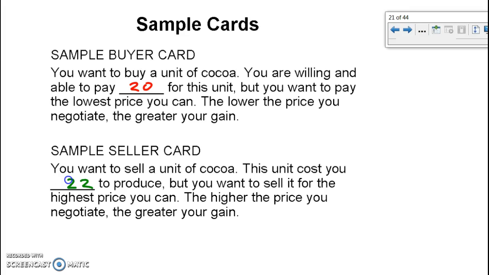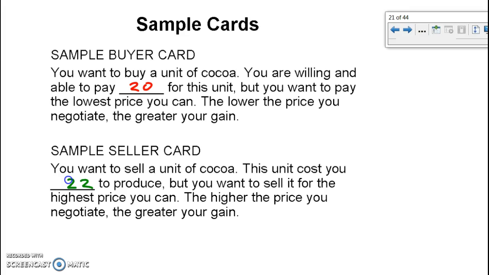So you'd like to sell it for like 30, right? You don't want to sell it for 22. And by the way, both buyers and sellers, you don't want to let the person you're negotiating with know what your card says. Okay, that's secret information. You don't want to share that. So you're going to start negotiating, not letting them know.